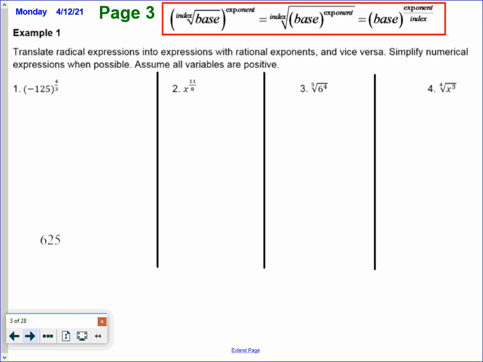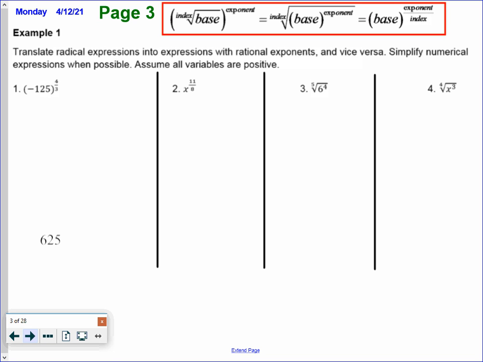So let's go on and do some examples. On example 1, on problem 1, what we're told to do is translate radical expressions into expressions of rational exponents and vice versa. So if you have a radical expression, we're going to make it a rational exponent, and if you have a rational exponent, we're going to change it into a radical expression. And when we do that, we want to simplify it as much as we can.